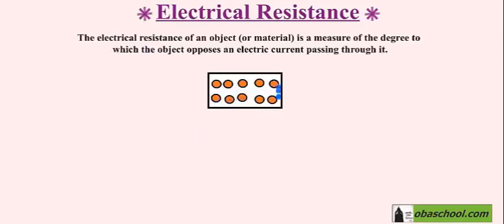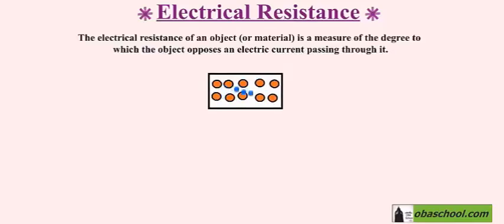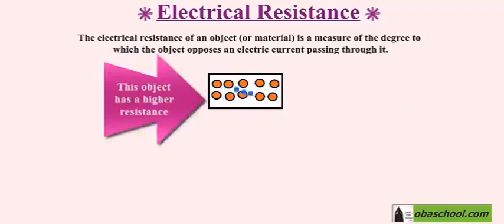Here, the blue circles represent electrons and the orange circles represent atoms. Electrons can move quickly if there's enough space between the atoms. Now, if this space gets smaller, the movement of the electrons will decrease. So this object has a higher resistance.